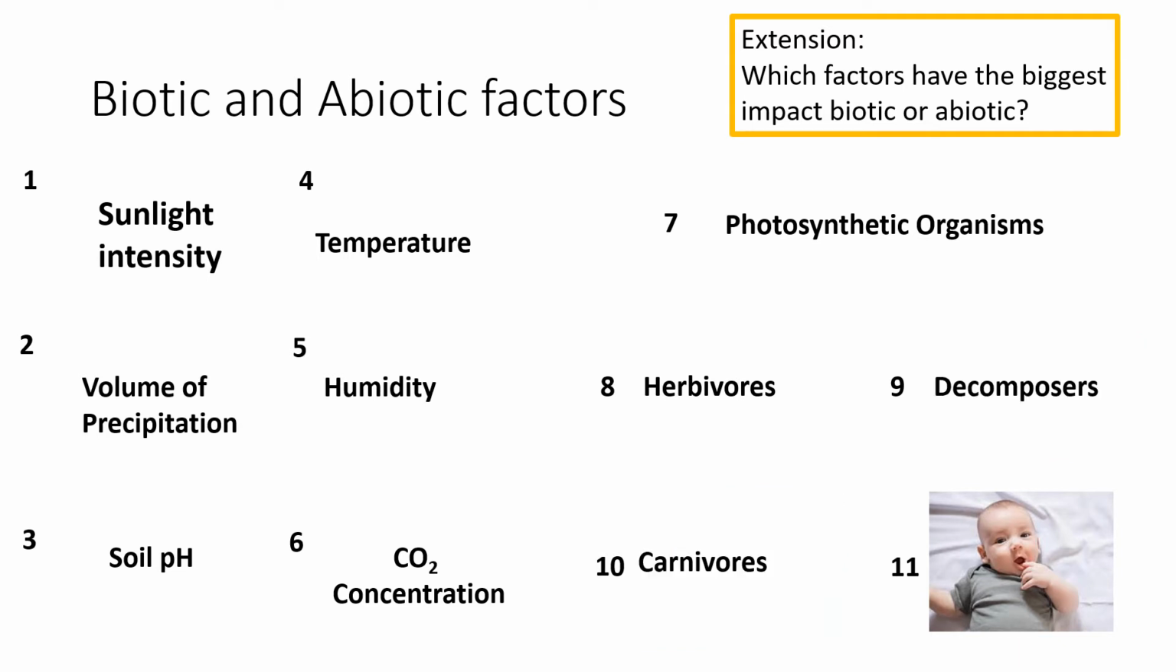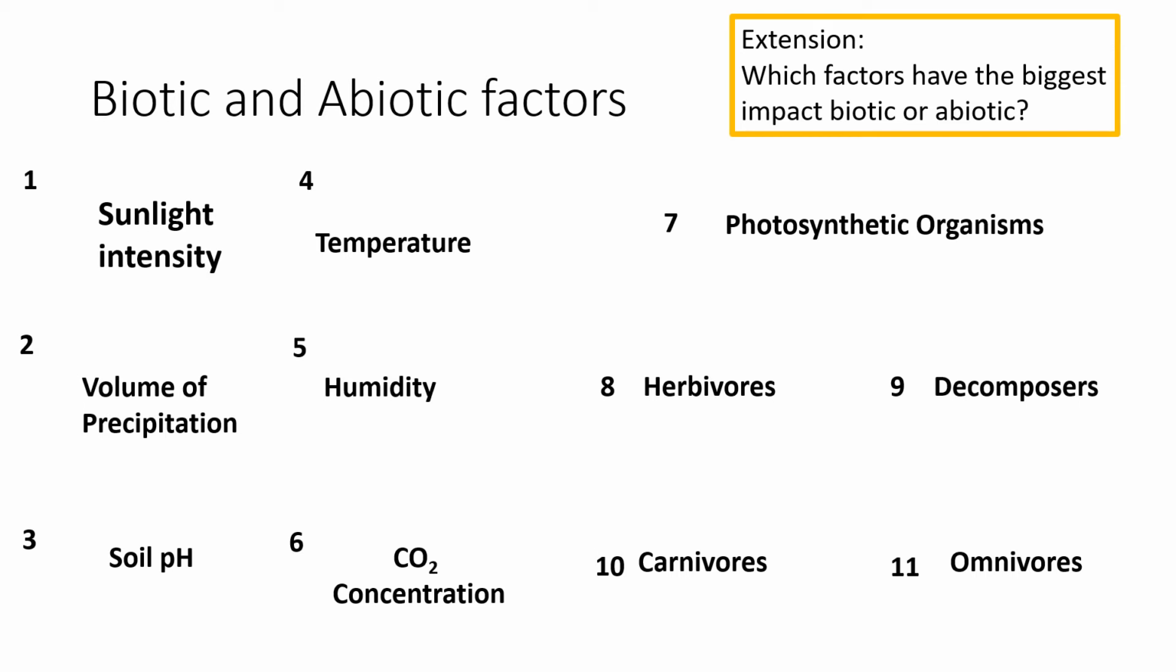We also have what are called decomposers, and of course our omnivores. Make sure you can identify any one of these. They could be talked about in an exam question. They will give you data and they will ask you about how it affects different organisms, so make sure you are aware of it. There's an extension question which asks about which factors have the biggest impact, biotic or abiotic. If you have not thought about that, pause it now, spend a minute, see what you can come up with, and then restart the video.